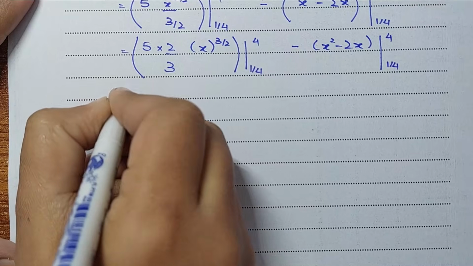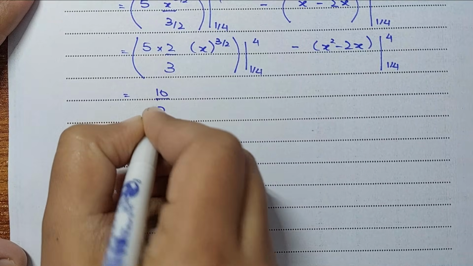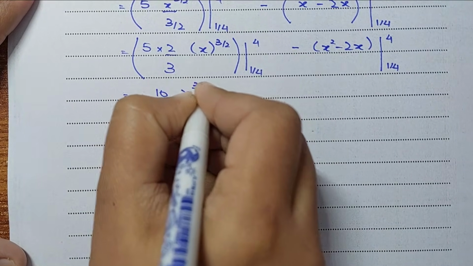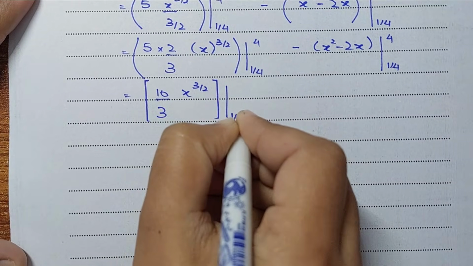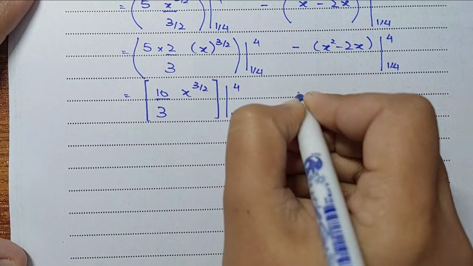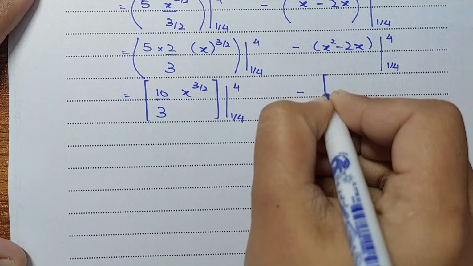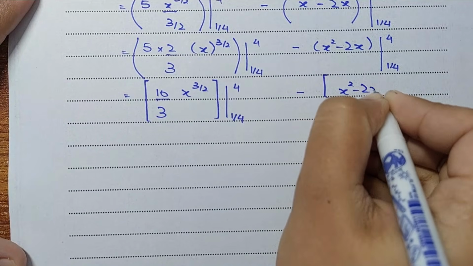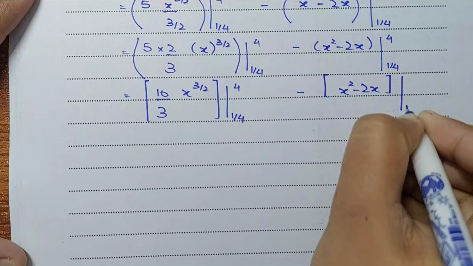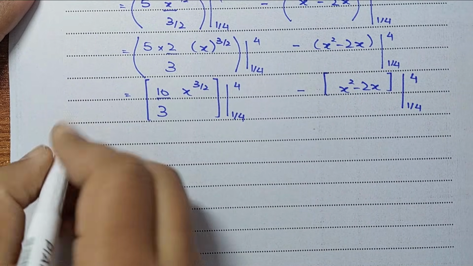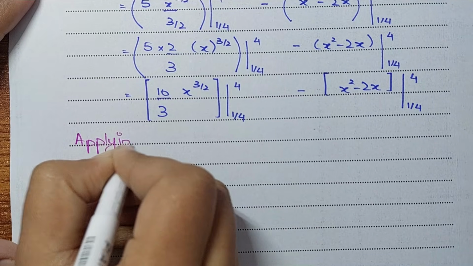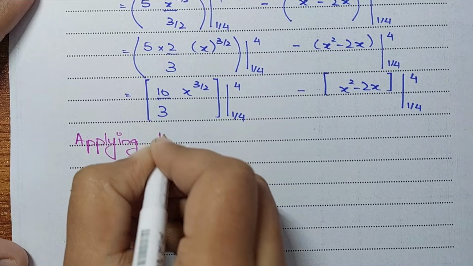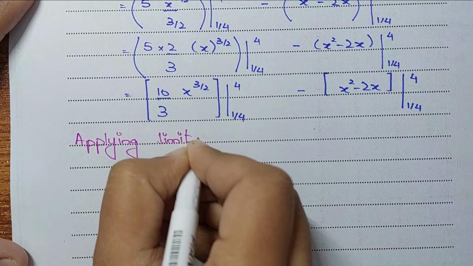Okay. 5 times 2 is 10 over 3, x to the power 3 by 2. You have to put the limits from 1 by 4 to 4, and minus x square minus 2x, and the limits are from 1 by 4 to 4. Now we have to apply the limits. Applying the limits, the upper limit subtract the lower limit.